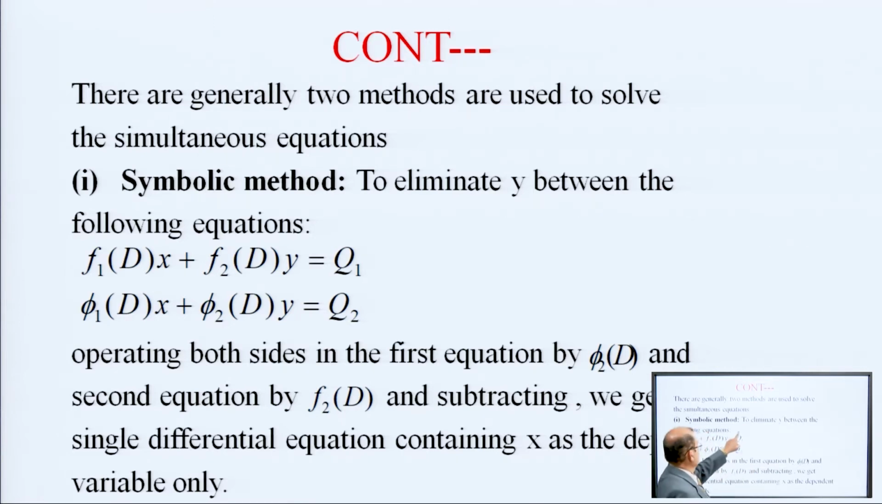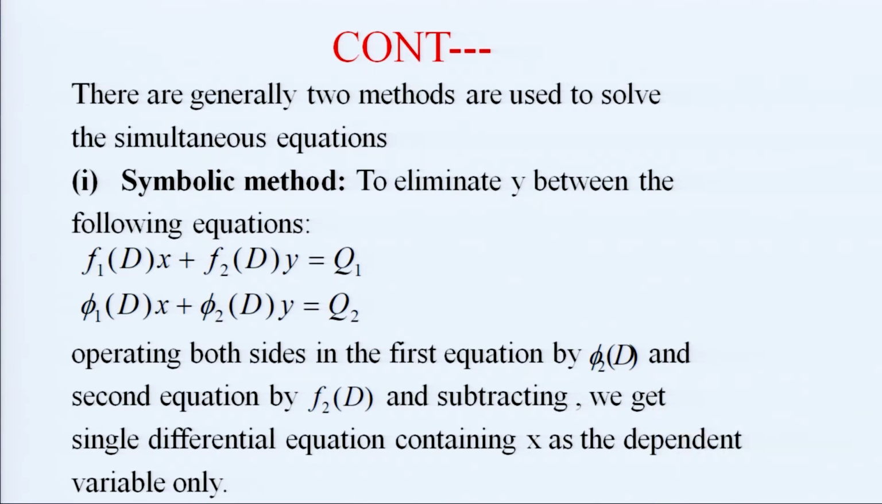Symbolic method: to eliminate y between the following equations, f1 D x plus f2 D y is equal to q1, phi1 D x plus phi2 D y is equal to q2. Operating phi2 D on the first and f2 D on the second, and subtracting, we get a single differential equation containing x as the dependent variable, meaning y is cancelled out.